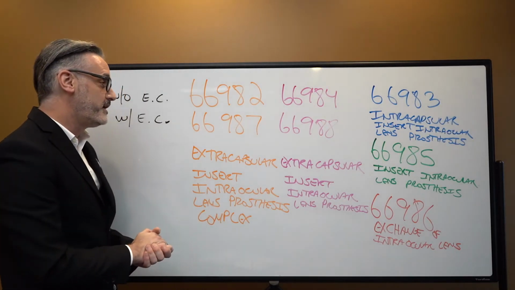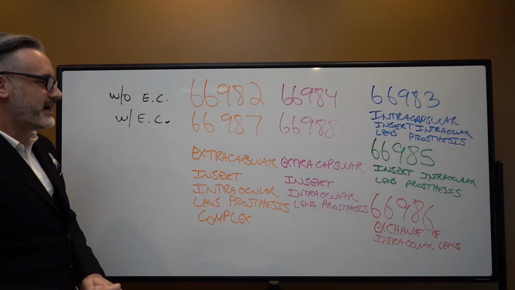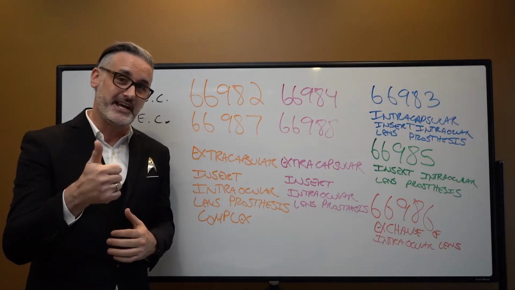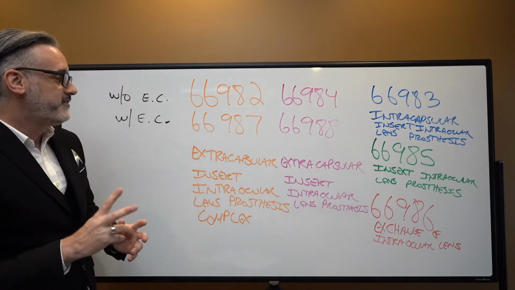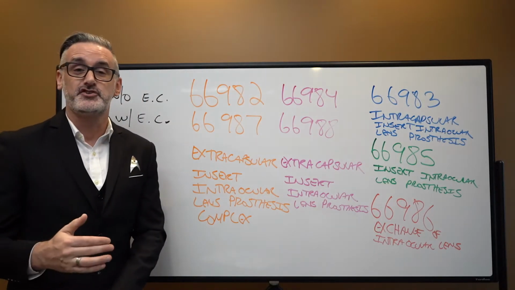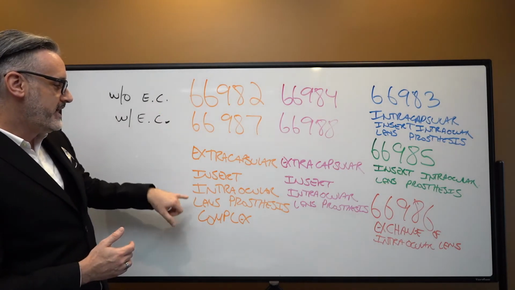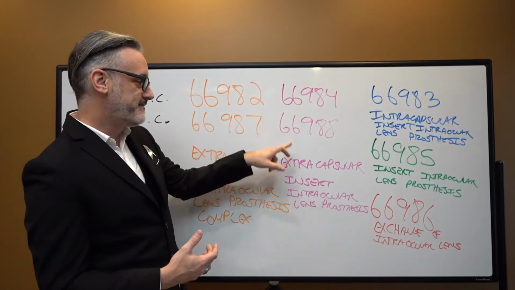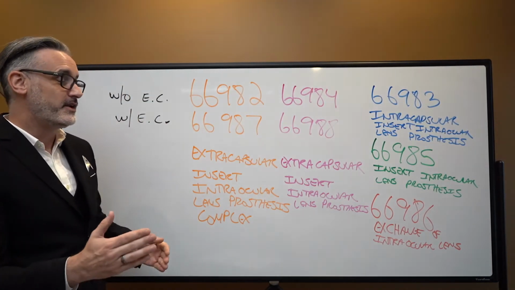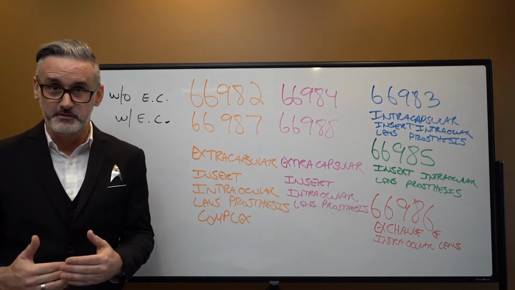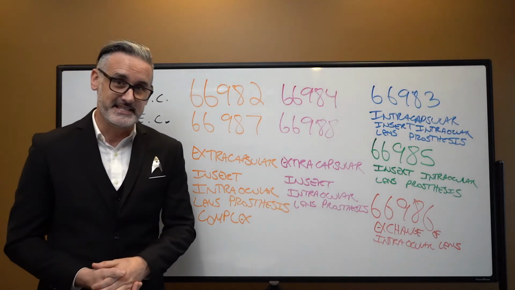Okay, so the main part to recap. So we have the 2 main sets for extracapsular. You can remember we have extracapsular and intracapsular types of cataracts. For the 2 types of code sets for the extracapsular cataract removals, 66982 if it's complex, and 66984 if it's just standard, if you will. Both of those do include not only the extracapsular cataract removal, but also inserting the intraocular lens prosthesis.